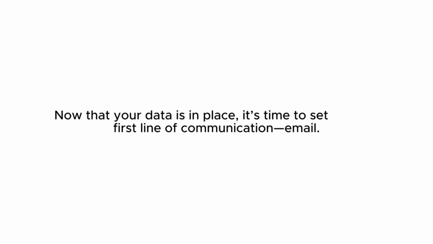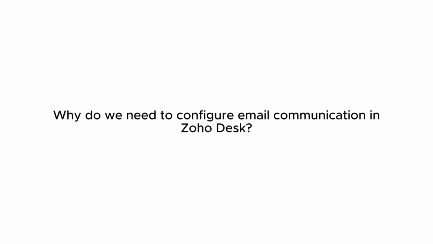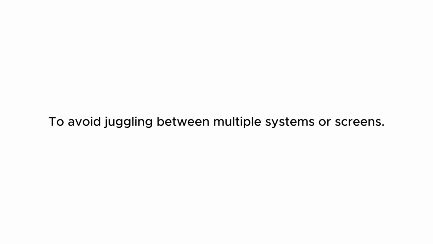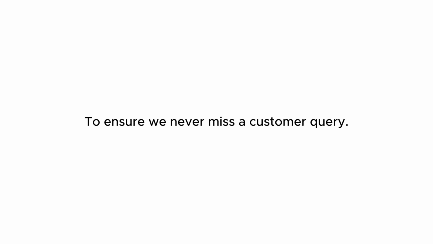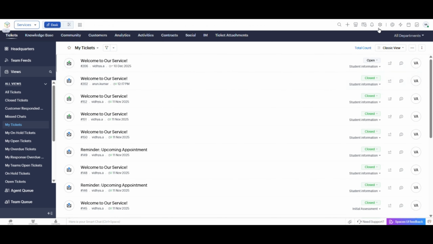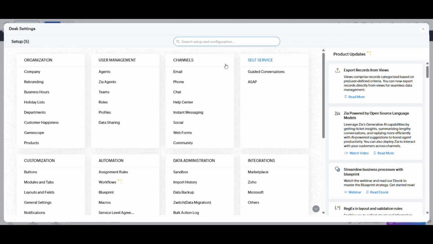Now that your data is in place, it's time to set up your first line of communication. Email. Why do we need to configure email communication in Zoho Desk? There are two key reasons. To avoid juggling between multiple systems or screens. To ensure we never miss a customer query. Let's jump into the screen and see how to set up the email channel.